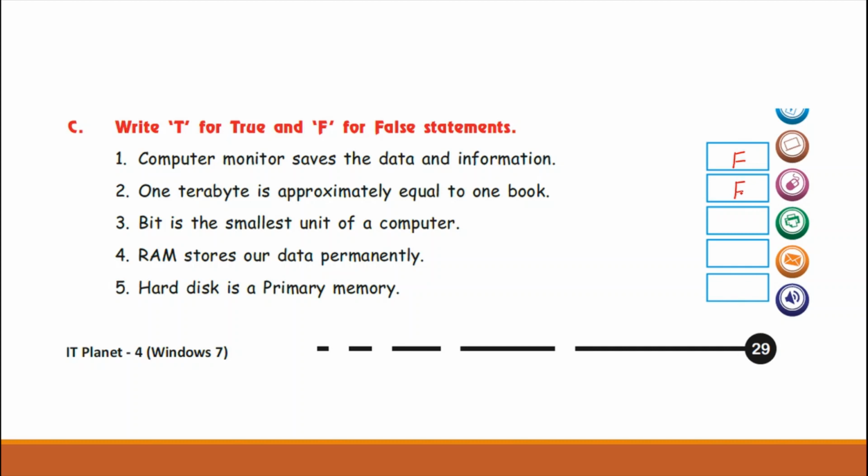Number 3, bit is the smallest unit of a computer. Correct. So write here T, T for true. Number 4, RAM stores our data permanently. False. Write F. Number 5, hard disk is a primary memory. No, it is not a correct statement. So write F, F for false.